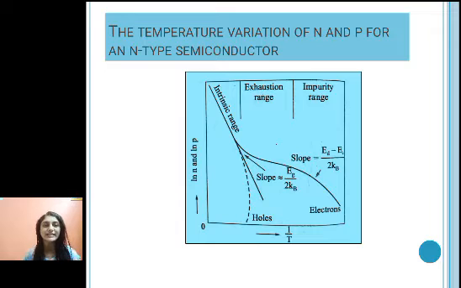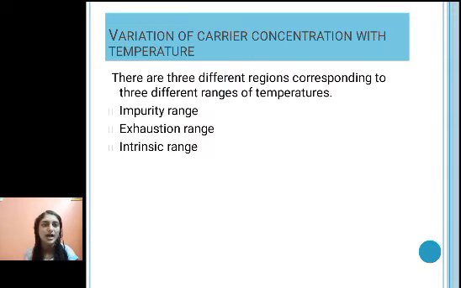Here you can see the graph of temperature variation of N and P for an N-type semiconductor. On the y-axis I have log N and log P. On the x-axis I have 1 by T, and here you can see three distinct regions: intrinsic range, exhaustion range, and impurity range. So let us try to understand what these three regions are.